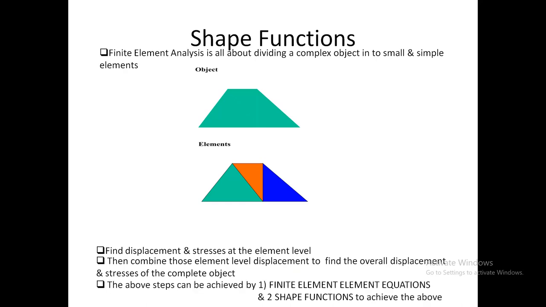Then how to do that is by using two things. The first step is to write the finite element equations, and the second step is to use the shape functions to get the intermediate displacements inside the nodes. So let's see how to do that.